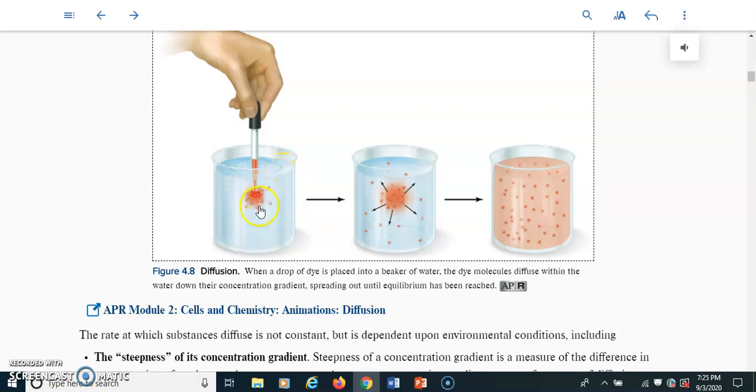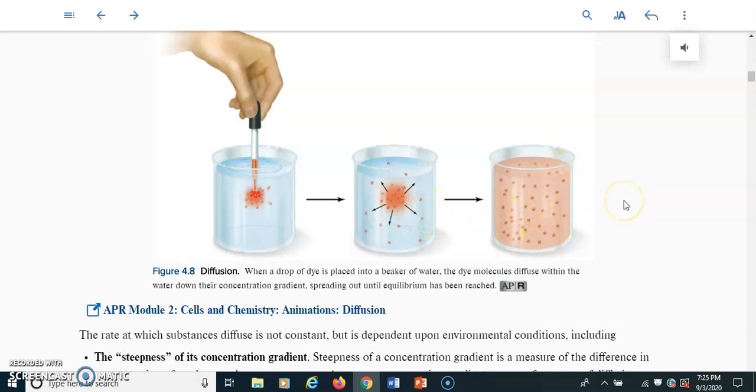So they will move from this area where they're in really high concentration. You can see some of these guys moving away to an area where it's in really low concentration, which would be like down here. So this kind of shows more of them moving away from that high concentration area to the lower concentration areas. And they'll continue to do that until equilibrium is reached, which means that the concentration of all those little dye molecules is now evenly distributed throughout this beaker of water, I'm guessing, which is shown here.